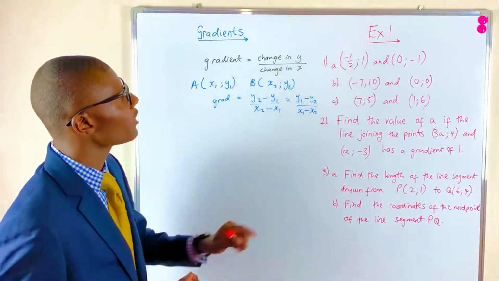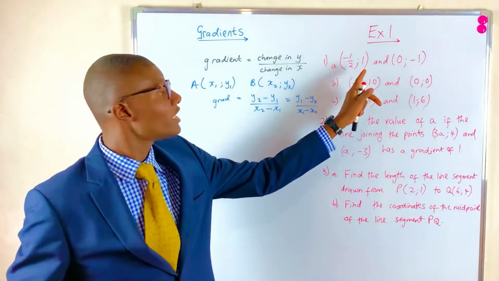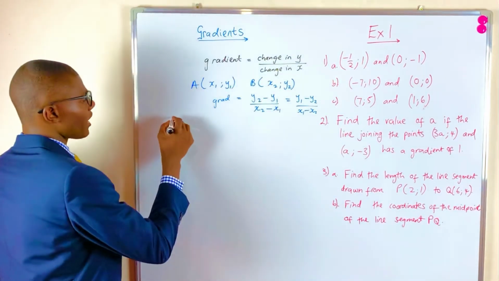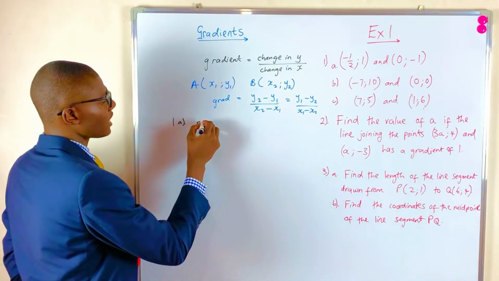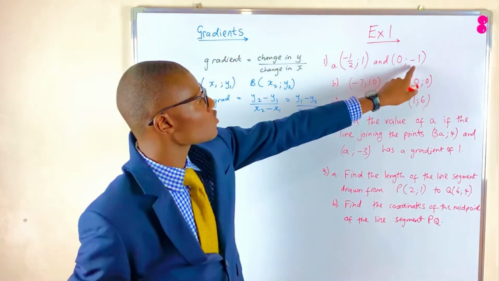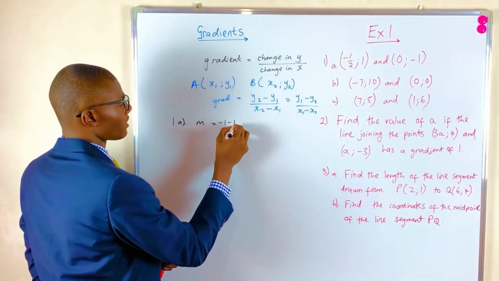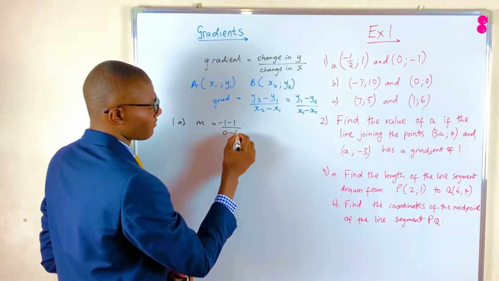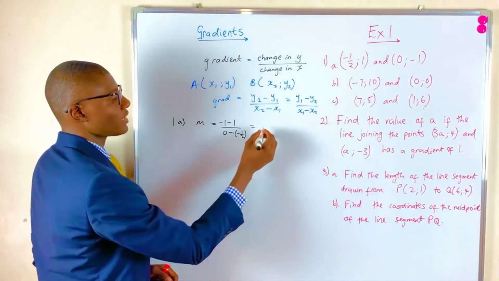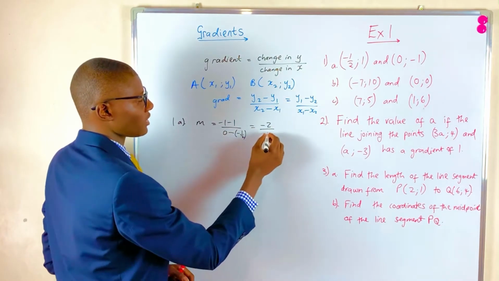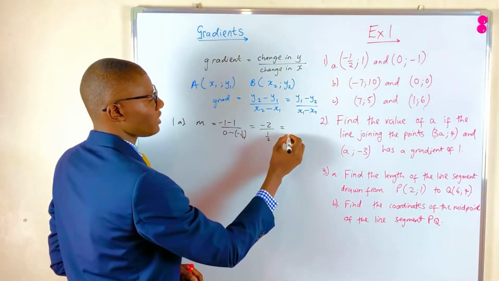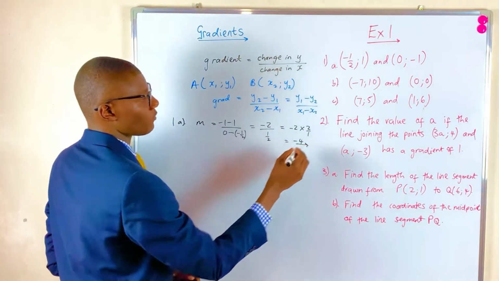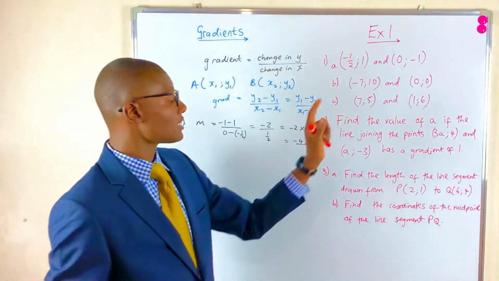So for number 1a, we want to find the gradient for the line joining these 2 points. We said change in y over change in x. So the gradient m is going to be minus 1 minus 1 over 0 minus minus half. So here we'll get minus 2 over half, which would be equal to minus 2 times 2 over 1 to give us minus 4. So for part A, the gradient is minus 4.